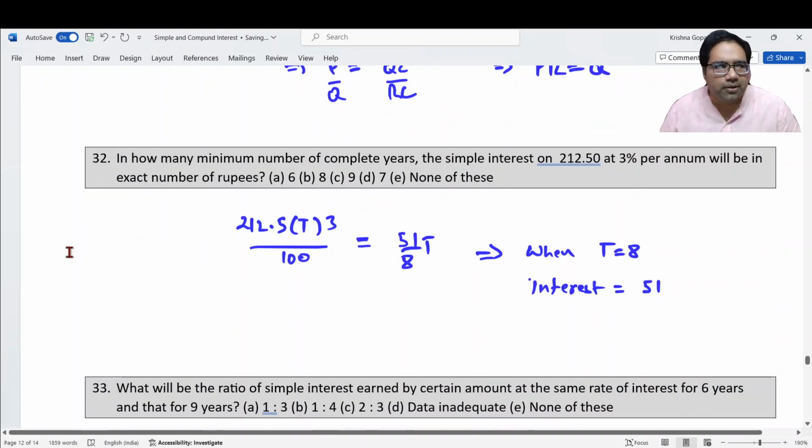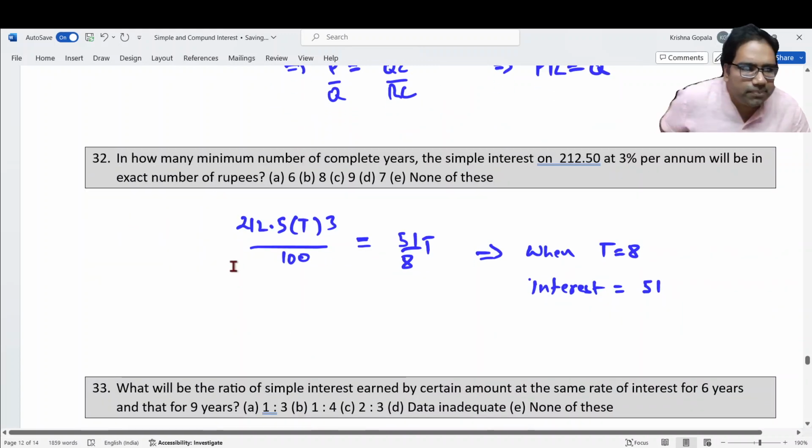In how many minimum number of complete years will the simple interest on 212.5 at 3% per annum be an exact number of rupees? Okay, we don't know T. What is the simple interest? P into T into R by 100. 212.5 into T into 3 by 100 equal to 51 by 8 into T.